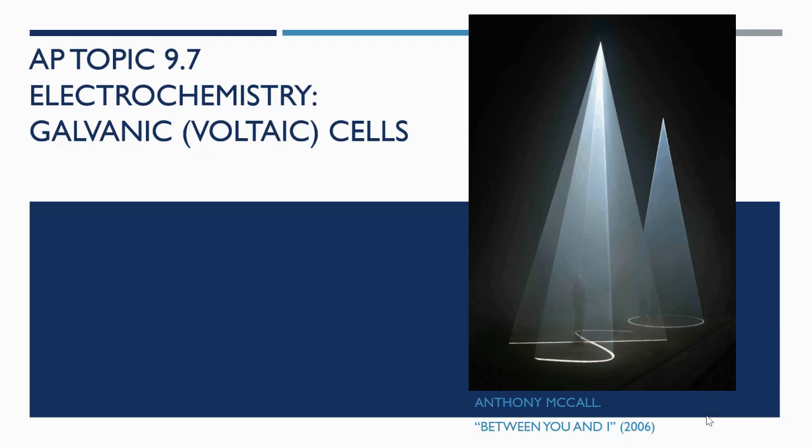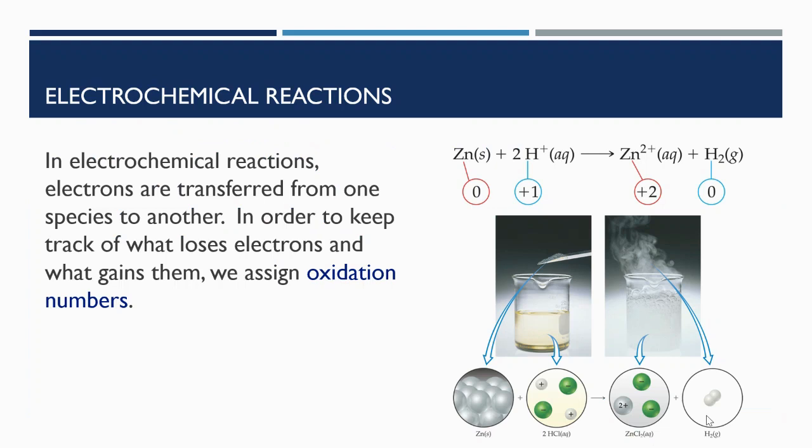Today we're going to be talking about AP topic 9.7 in electrochemistry, galvanic, also called voltaic cells. So just a reminder, electrochemical reactions, also called redox reactions, are reactions in which one element gains electrons and one element loses electrons. In this particular reaction, you'll notice that we have zinc reacting with hydrogen ions to produce zinc ions and hydrogen. In this reaction, zinc is losing electrons. You'll notice its oxidation number goes from 0 to positive 2, and hydrogen is gaining electrons. It's going from a 1 positive to a 0 charge.